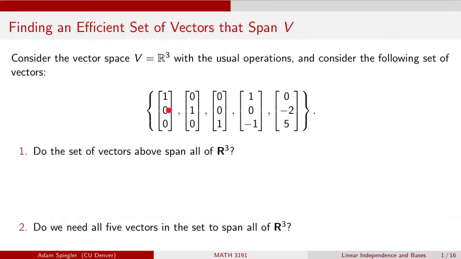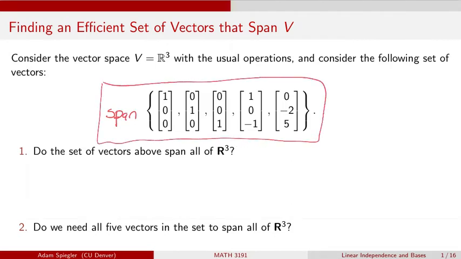The first vector is 1, 0, 0, the first standard column vector. Then we have 0, 1, 0, the second standard column vector, 0, 0, 1, and then the vector 1, 0, minus 1, and lastly the vector 0, minus 2, 5. So here we have a set of 5 vectors. And recall from what we just discussed about vector spaces and subspaces, if I were to take the span of these 5 vectors, call this space H, this is going to be a subspace of R3.